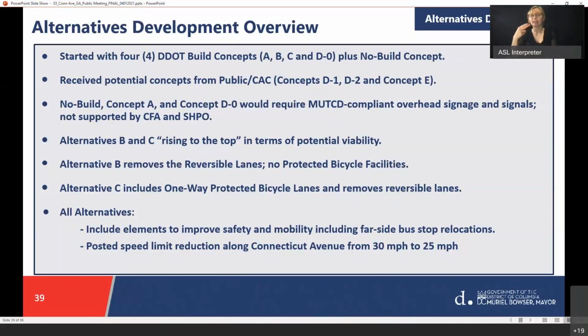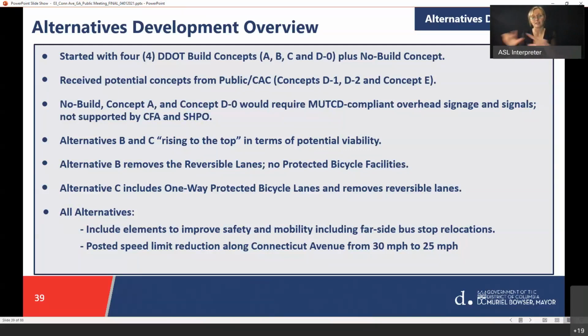Alternative B and C appear to be rising to the top in terms of their potential viability. Alternative B removes the reversible lanes and does not contain a protected bicycle facility. Alternative C includes one-way protected bicycle lanes and removes reversible lanes. All alternatives include elements to improve safety and mobility, including far side bus stop relocations. And DDOT is recommending that we reduce the posted speed along the avenue from 30 miles per hour to 25 miles per hour.